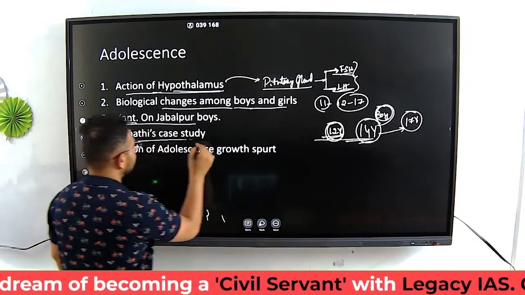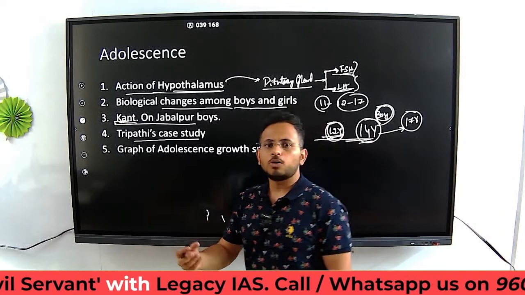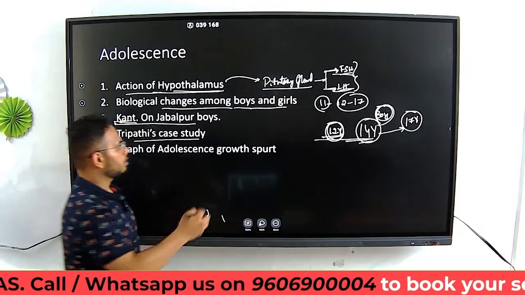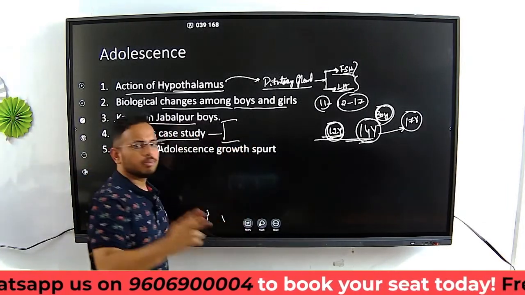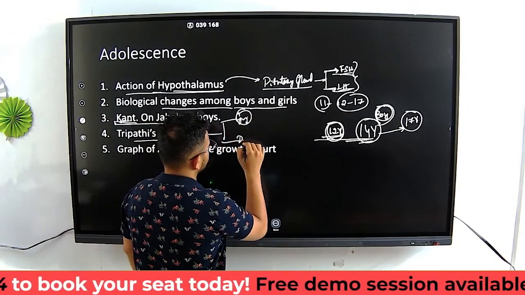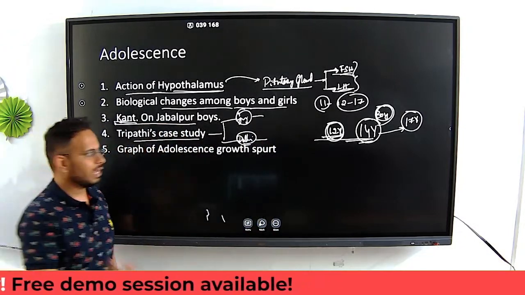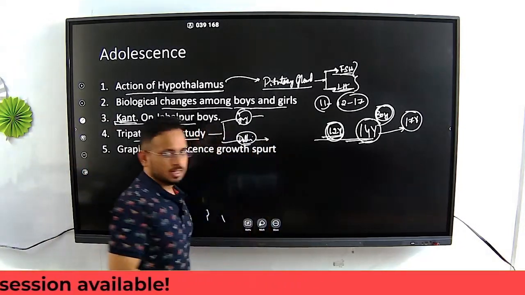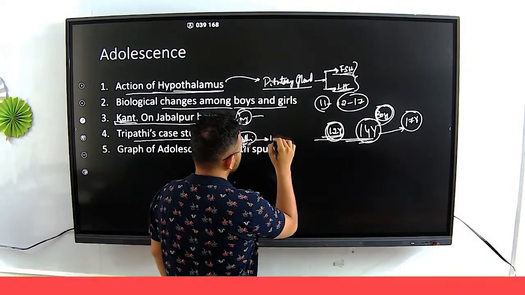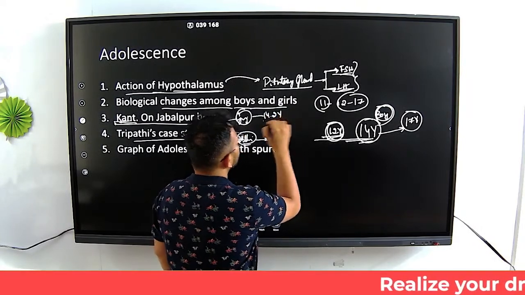Coming to Tripathi's case study. Tripathi did a survey about the age at which young girls attain menarche, and he quoted two important places in India, Delhi and Gujarat. He said that on average, the age of attainment of menarche for girls in Delhi is around 11.8 years, whereas in Gujarat it is 14.2 years.